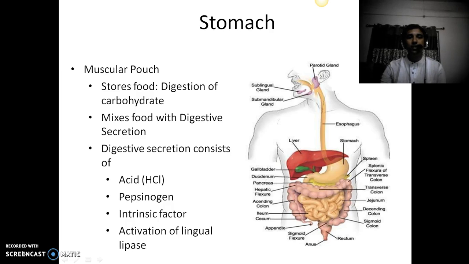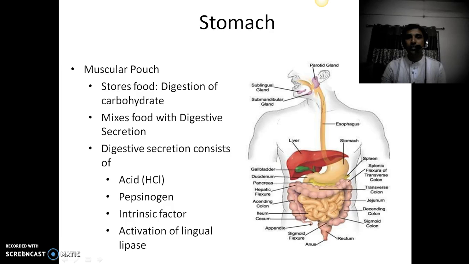The next part is stomach, which is basically a muscular pouch. It stores the food after the digestion and churning movement of oral cavity, and helps in digestion of carbohydrate for around half an hour. After mixing with the HCl, the digestion of carbohydrate gets halted, and the digestion of protein and lipid gets started with the pepsinogen, which converts to pepsin in the presence of acid, that is HCl.